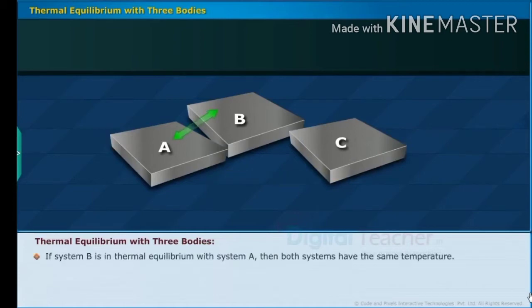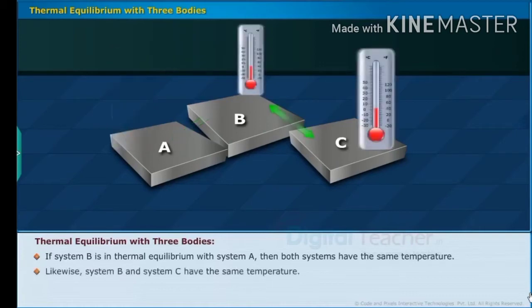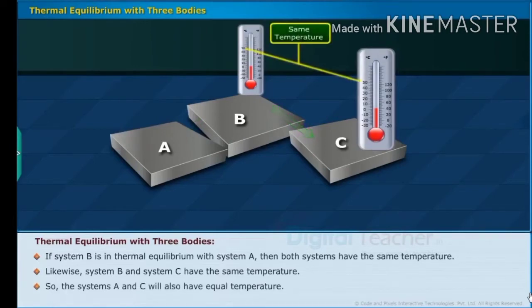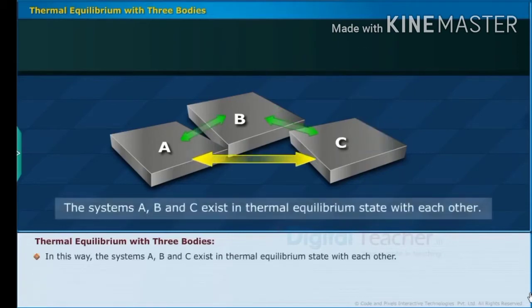If system B is in thermal equilibrium with system A, then both systems have the same temperature. Likewise, systems B and C have the same temperature. So the systems A and C will also have equal temperature. In this way, the systems A, B and C exist in thermal equilibrium state with each other.